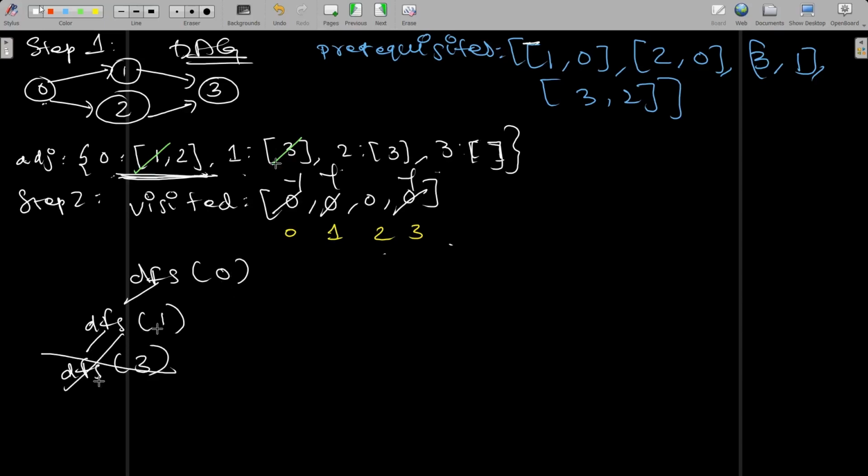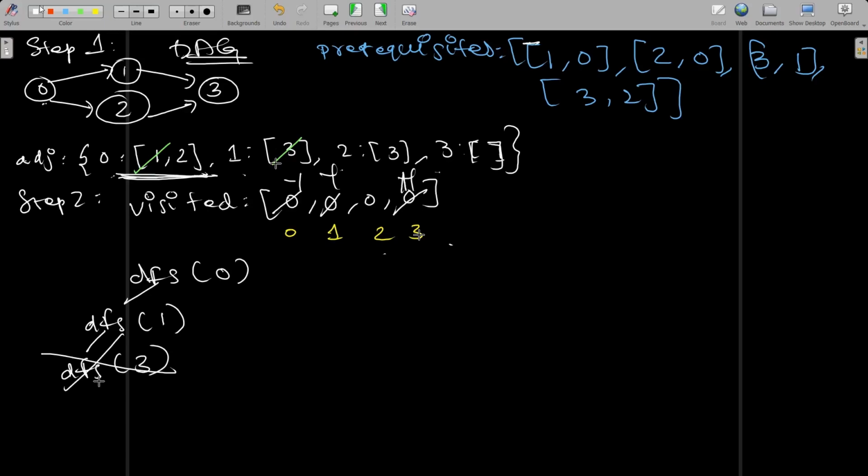But before we go back, we'll change the visited value of 3, which is -1, to +1, right? Because the DFS call is getting completed, right? Now, why are we changing this value to +1? What's happening over here, right? Why are we changing this to +1?